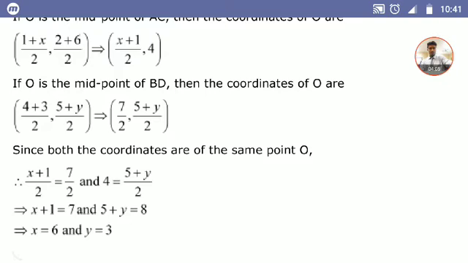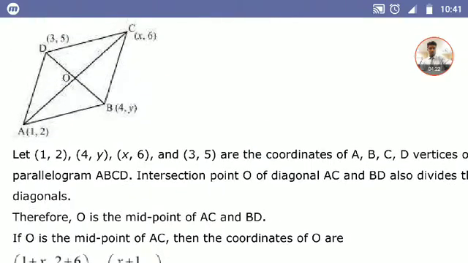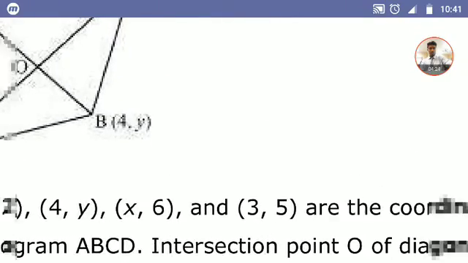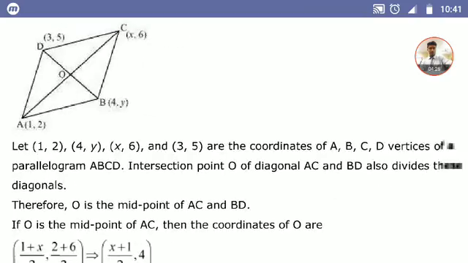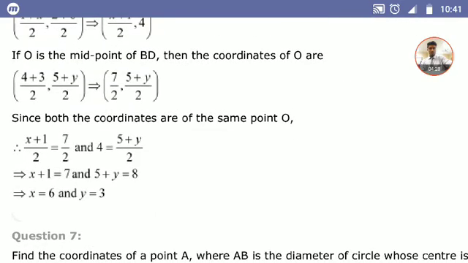Then equate from AC and BD, you will get the value for x. See, 7 by 2, x plus 1 by 2 is equal to 7 by 2 and x is equal to 6. And similarly you get the value for y. 5 plus y by 2 is equal to 4, giving you y is equal to 8 minus 5, which gives you 3. The missing coordinates x and y are 6 and 3.